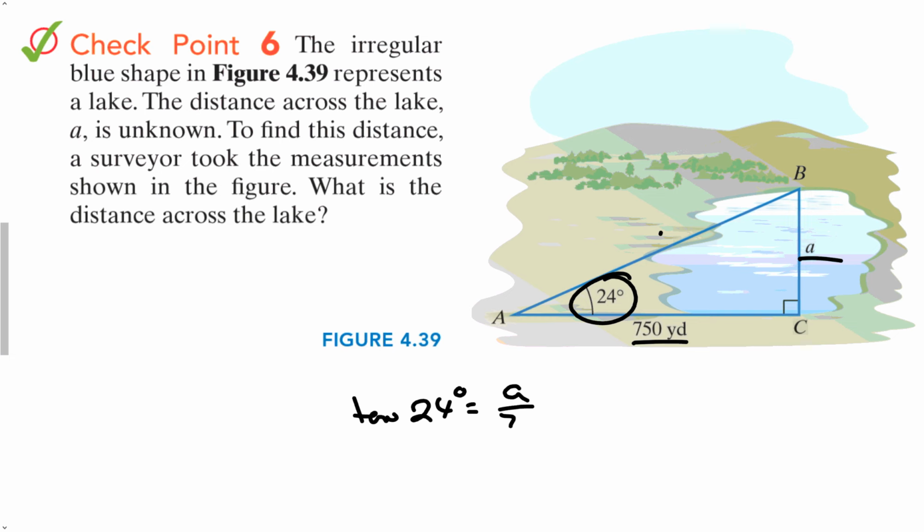So tangent of 24 is A over 750. Let me switch back to degrees, and we have 750 times the tangent of 24 gives me 333.9. In this case, we're in yards. Make sense? Sure, right? This is a big number, but this is a smaller angle, so a smaller side should be across from a smaller angle. Now, in both of these cases, I knew the angle.